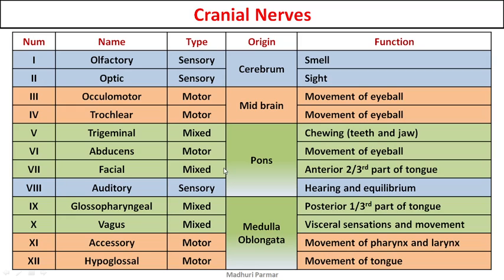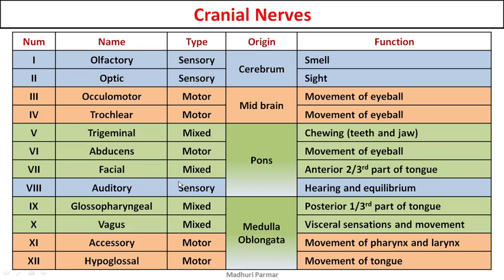Abducens also, it has to do with your pons. Okay, it is a motor kind of nerve, and it is related to movement of eyeball. When we study the eye, very briefly I will mention that there are different pairs of muscles involved in movement of one eyeball. There are about 6 muscles. So you can understand that all of these six muscles need to be innervated with different nerves. Okay, so here abducens is also related to the movement of your eyeball.